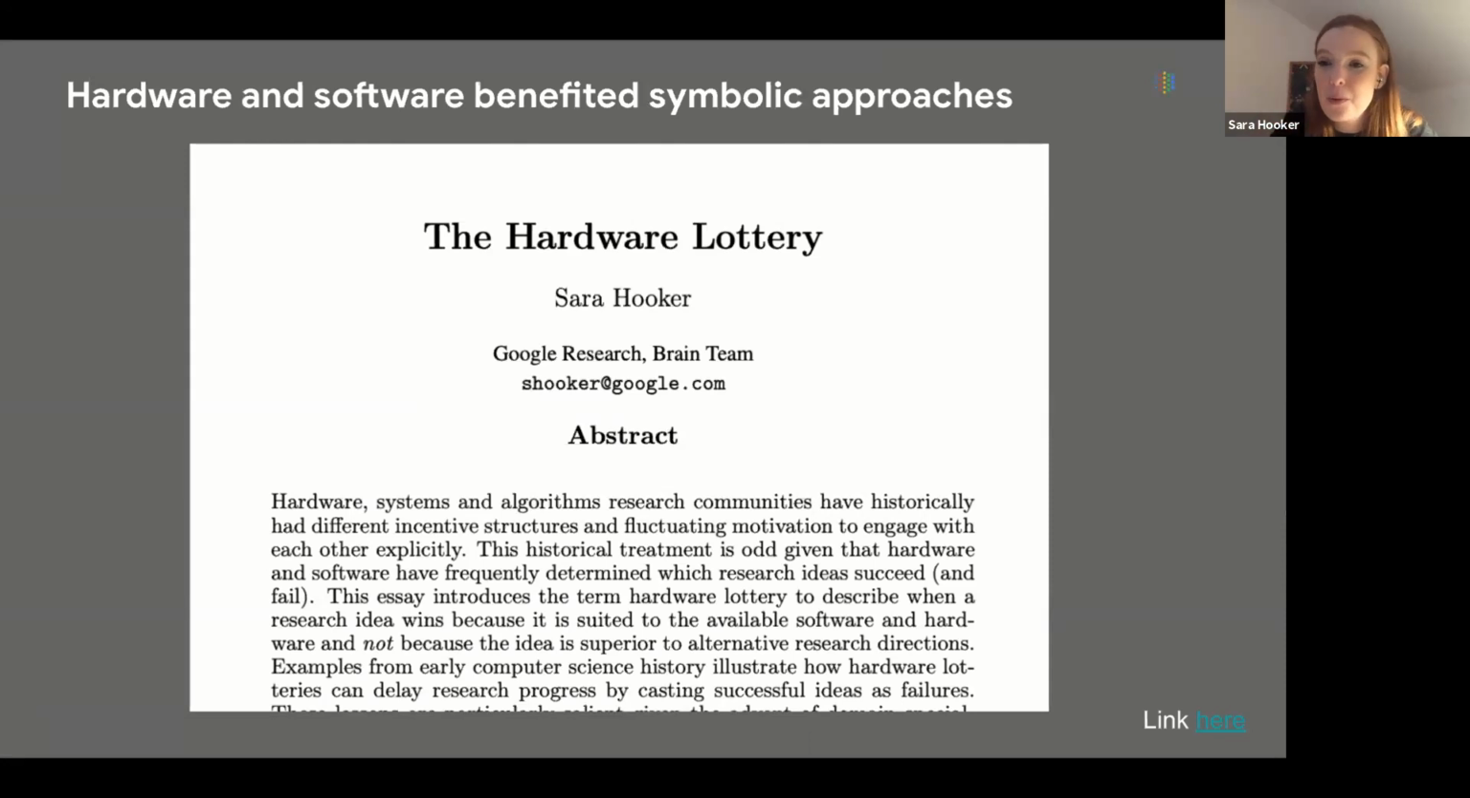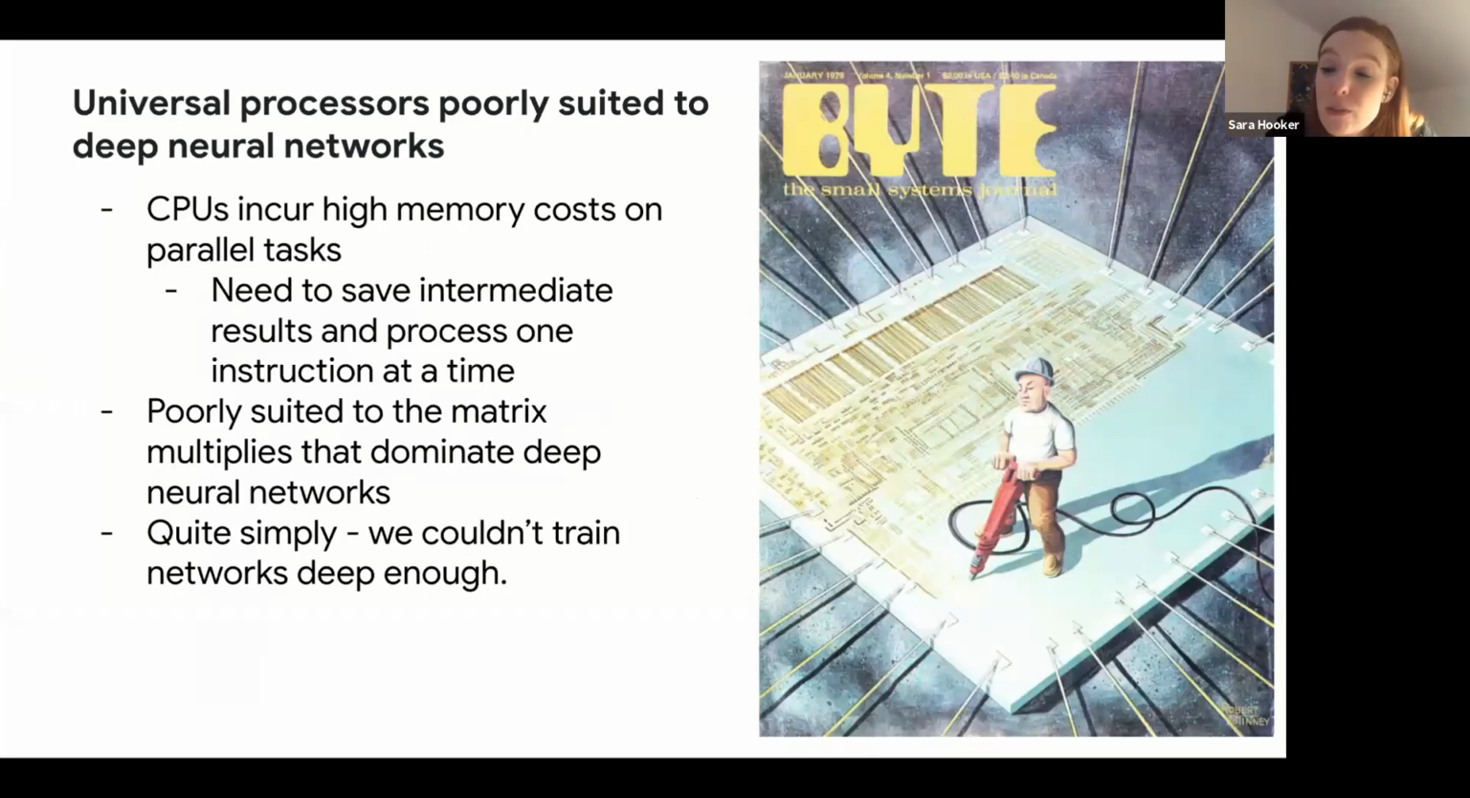But to Jed's point, hardware and software were really tailored to symbolic approaches, both because there was not much computational power available, but also a lot of hardware was not really tailored to architectures like deep neural networks, which essentially needed far more effective flops, far more memory, and were only really effective when there was distribution. Universal processors like CPUs are poorly suited to deep neural networks. CPUs incur high memory cost on parallel tasks. This is called the von Neumann bottleneck.